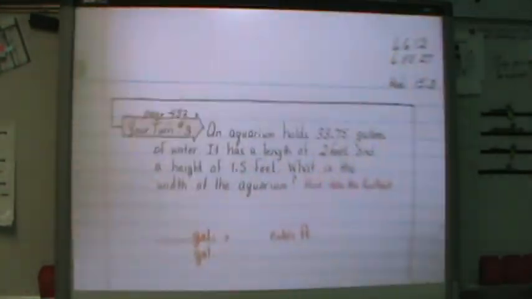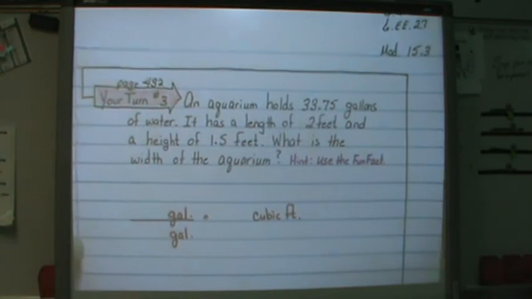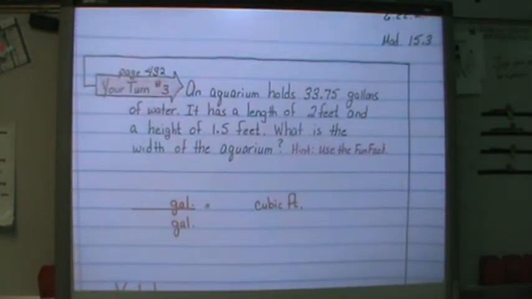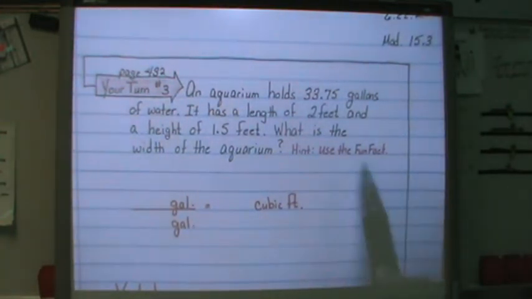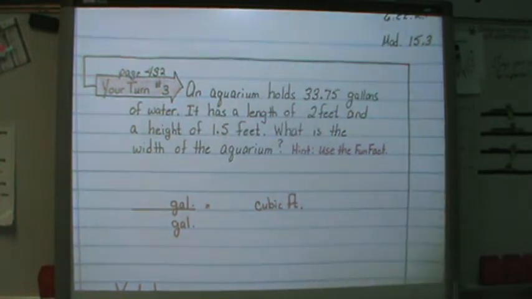Number 3. Your turn, number 3, which is on page 432. An aquarium holds 33 7/75 gallon of water. It has a length of 2 feet and a height of 1.5 feet. What is the width of the aquarium? Hint, you need to use the fun fact in order to find your cubic feet first. Now, they will always tell you this if you're taking a standardized test. They will always tell you the fun fact, and then you'll have to do that.